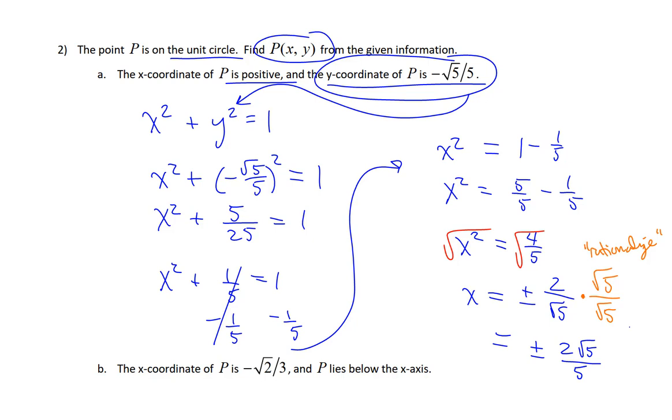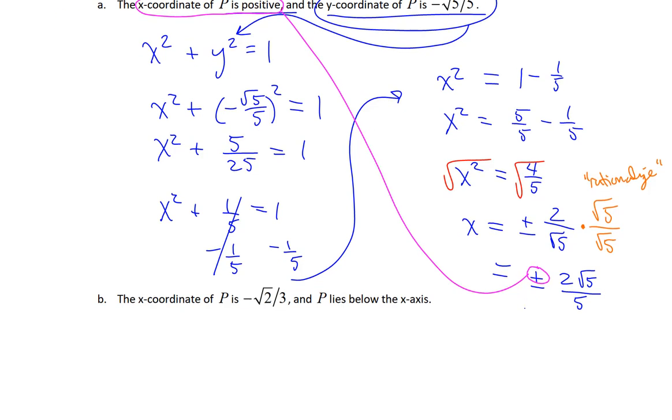Now, if we go back to where this problem was, you'll recall they gave us some extra information. They said that the x-coordinate of P is positive. We didn't really do anything with that yet. But this is why that matters. We have two options, but we're only going to use the positive version of it based on that indication they gave us.